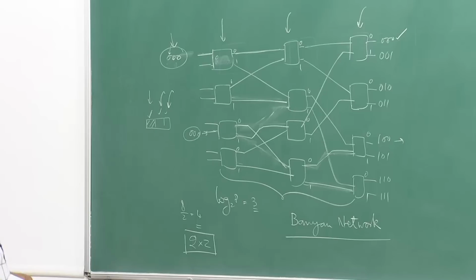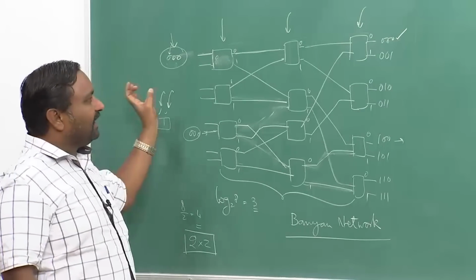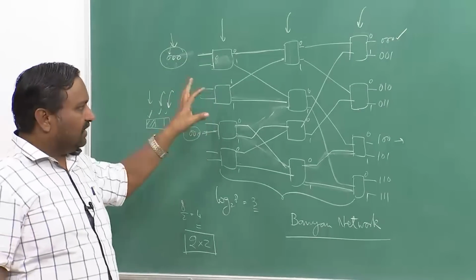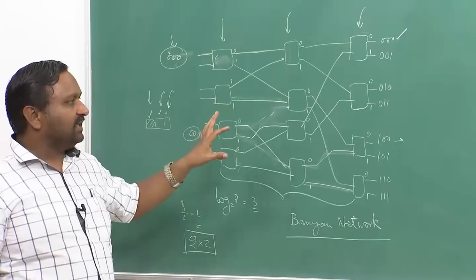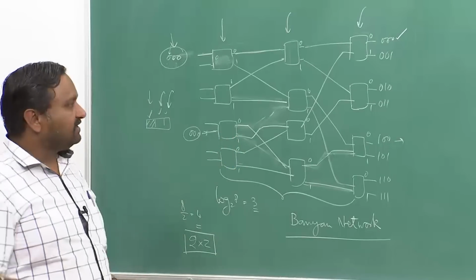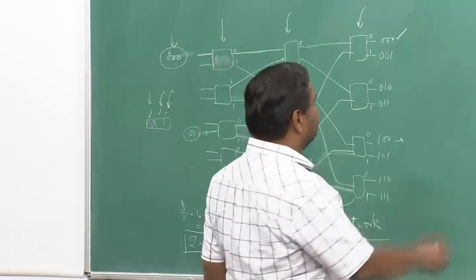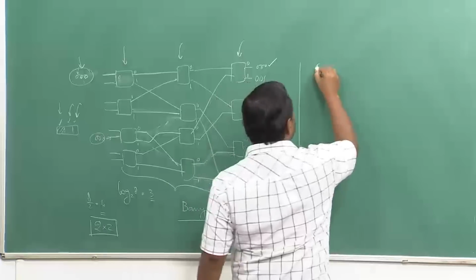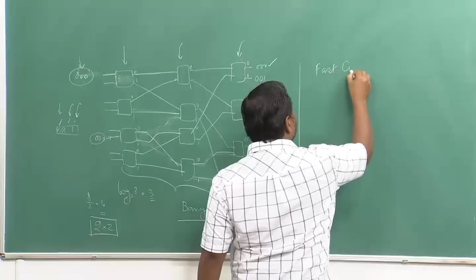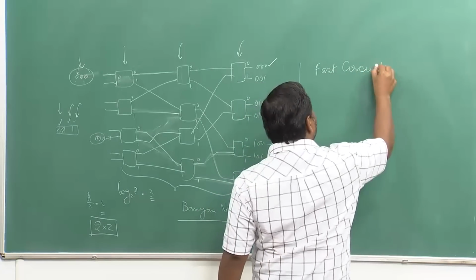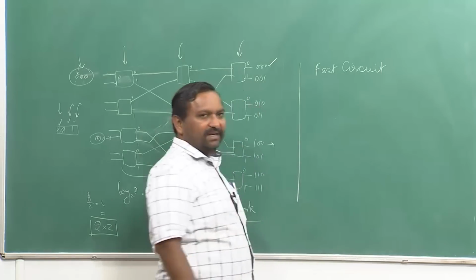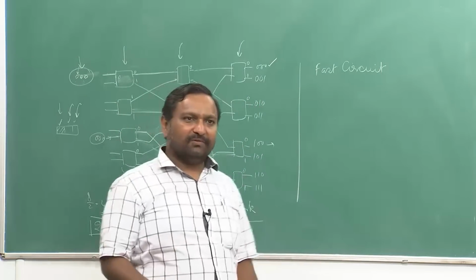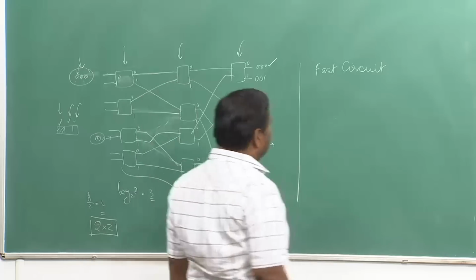Now in this case, what we are doing is taking one packet at a time. This is not the only way of doing the switching. What we are doing is known as fast packet switching. There is another method, which we call fast circuit switching. Earlier we had been doing circuit switching and now we move to packet switching. We should also know what fast circuit switching is.